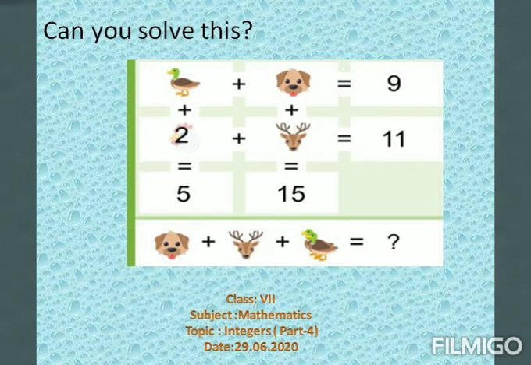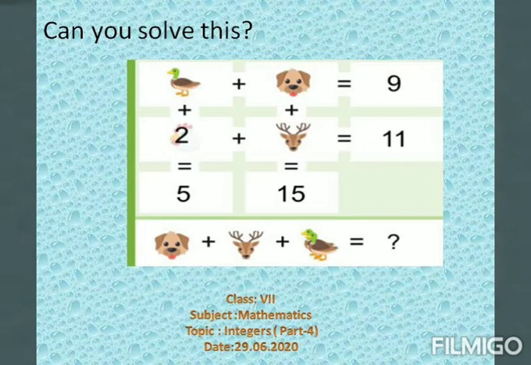Now I will explain the question first. From the puzzle, horizontal wise, in row 1 we have a duck and a dog. Adding together is equal to 9. And in the second row, 2 plus a deer is equal to 11. In vertical wise, in column 1, a duck plus 2 is equal to 5. And in column 2, a dog plus a deer is equal to 15.